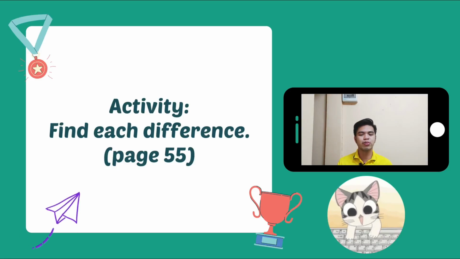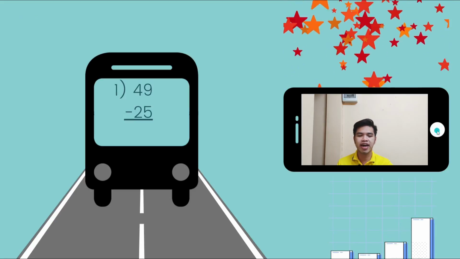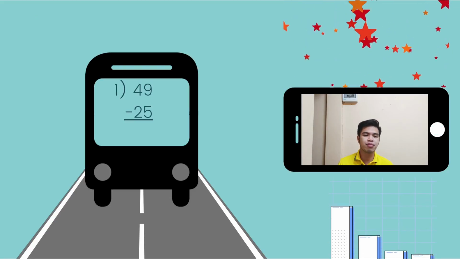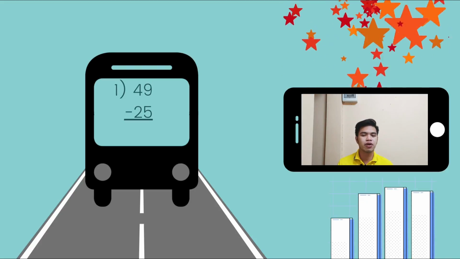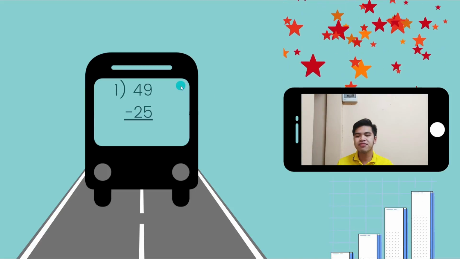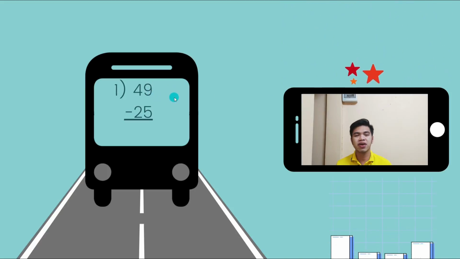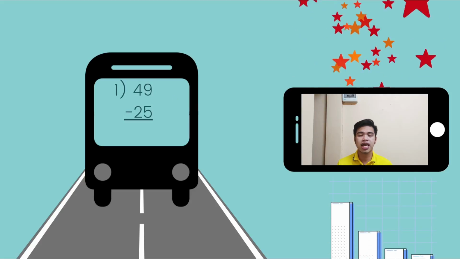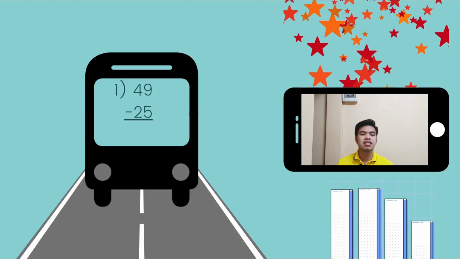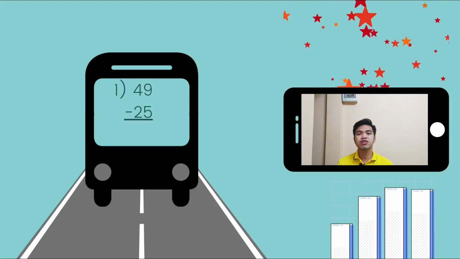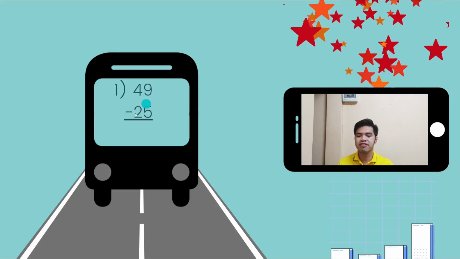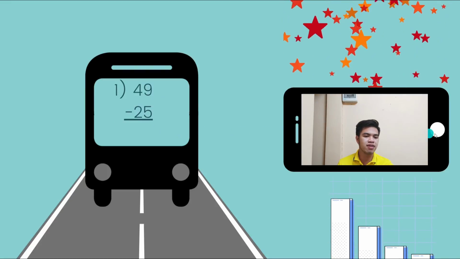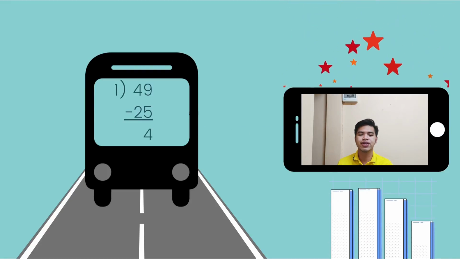So I want you to open your book to page 55. Open it to page 55. Here we have the number one problem or the number one expression. We have numbers 49 and 25 and we have to find out their difference. We're going to do the same thing. We're going to subtract first the digits in the place value of ones, which are 9 and 5. So 9 minus 5 is equal to 4.